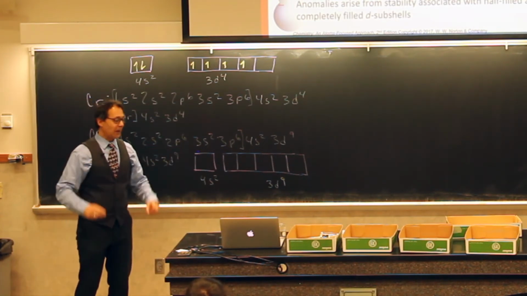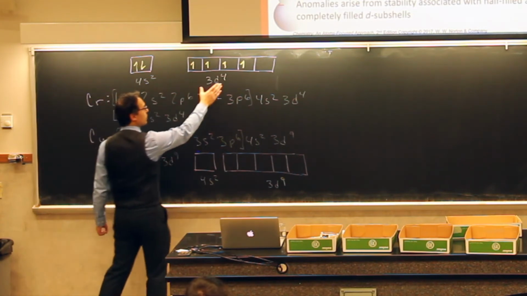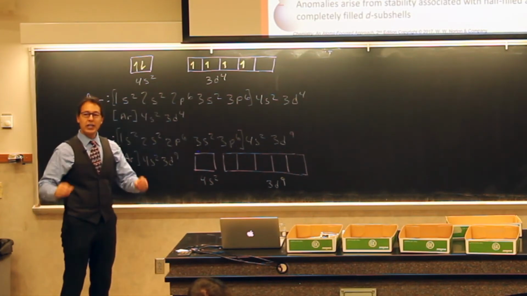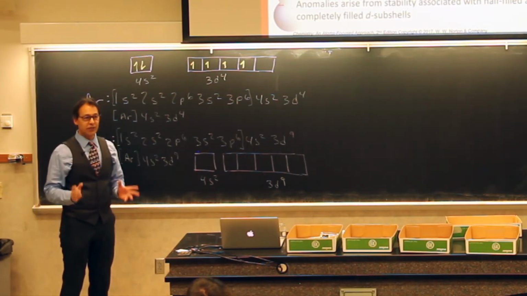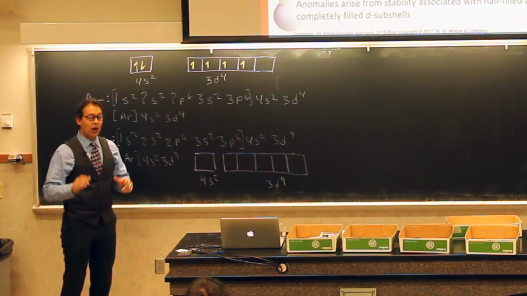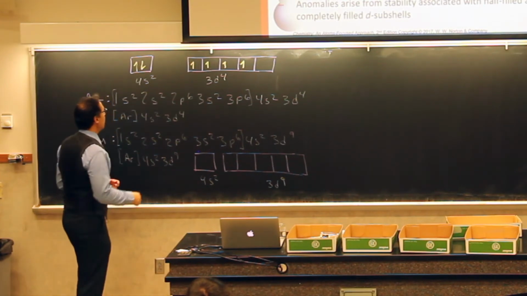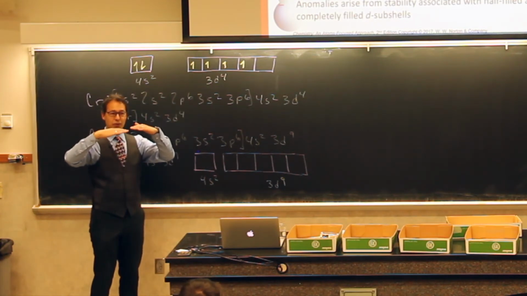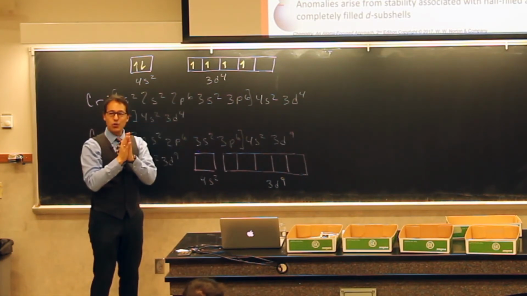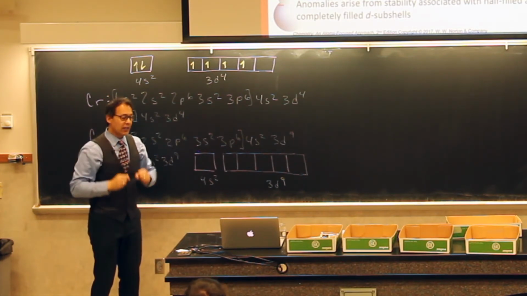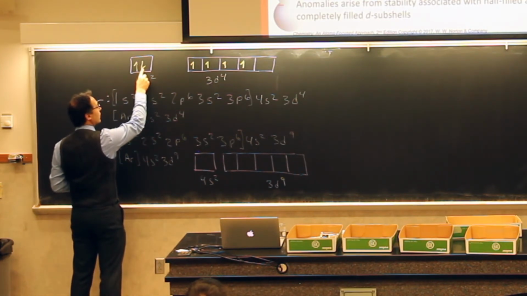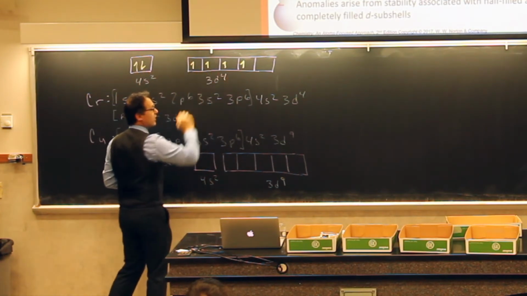And so here's the thing. These d orbitals are more stable if they're either half filled or completely filled. Also, we've learned earlier that the 4s and the 3d are very close in energy levels. And because of that, we can swap electrons. We're going to end up losing an electron from the 4s, and it's going to drop over here to the 3d.